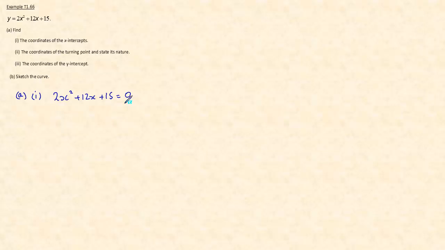It doesn't take long looking at this to see that it doesn't factorize, so I'm going to use the quadratic formula. Here I can see that a is 2, b is 12, and c is 15. So x is going to be negative 12 plus or minus the square root of 12 squared, which is 144, take away 4 times a times c, all over 2 lots of a.